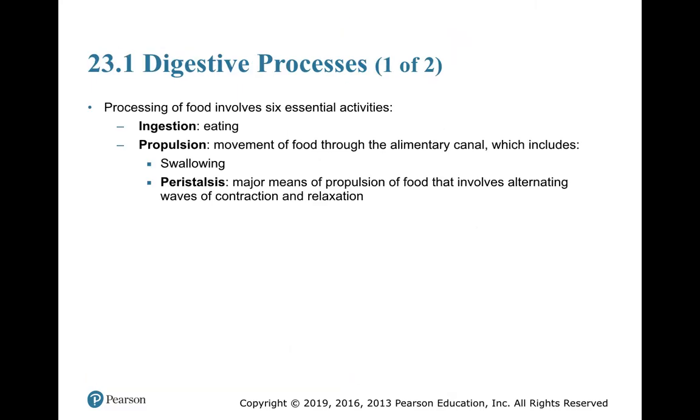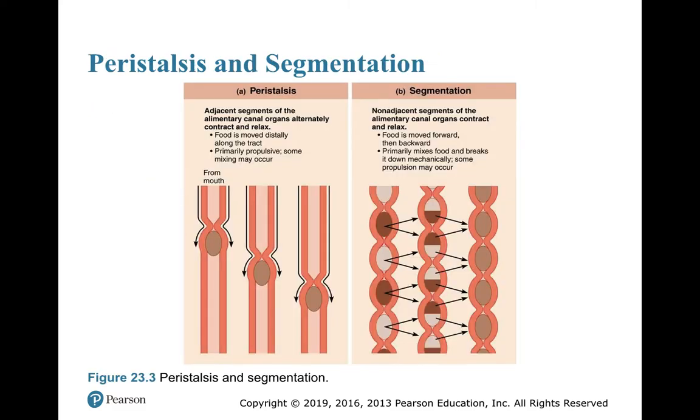That digestive process involves 6 essential activities. First of all, ingesting. You cannot get nutrients from food if you do not take the food into your body. So you have to eat it to get it. Propulsion. You have to move that food through the alimentary canal. That will start with swallowing, and then most of the movement beyond that point is going to be a process called peristalsis, which propels food forward through the alimentary canal using alternating waves of contraction and relaxation.